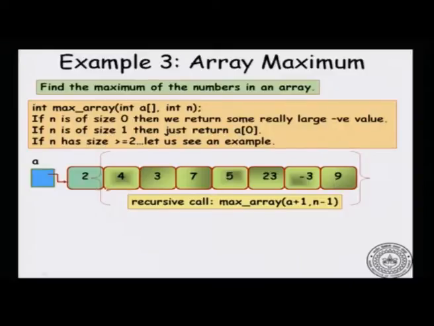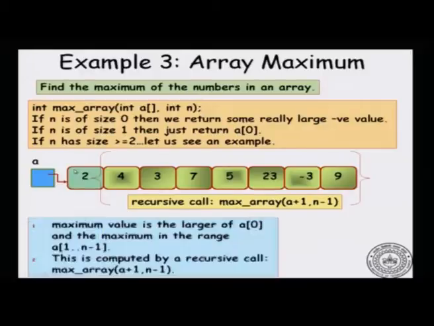Okay. So, the recursive call should be something like max array A plus 1, and there are n minus 1 elements in it, because we omit the first element. Now, maximum value, how can we solve the whole problem in terms of the subproblem? Suppose we know the maximum value in the tail, A plus 1, containing n minus 1 elements.